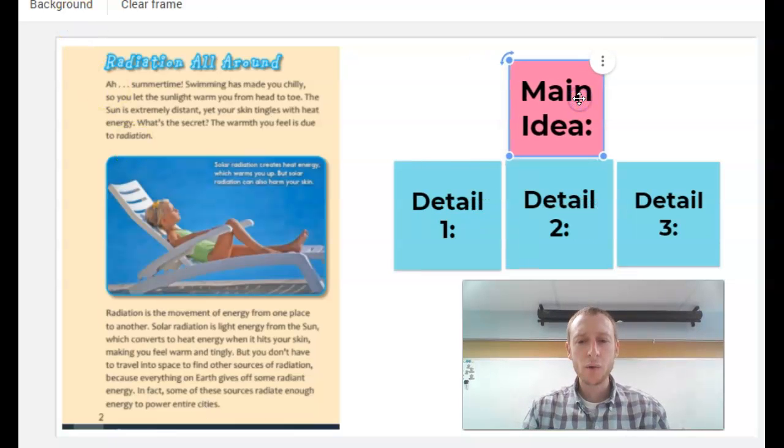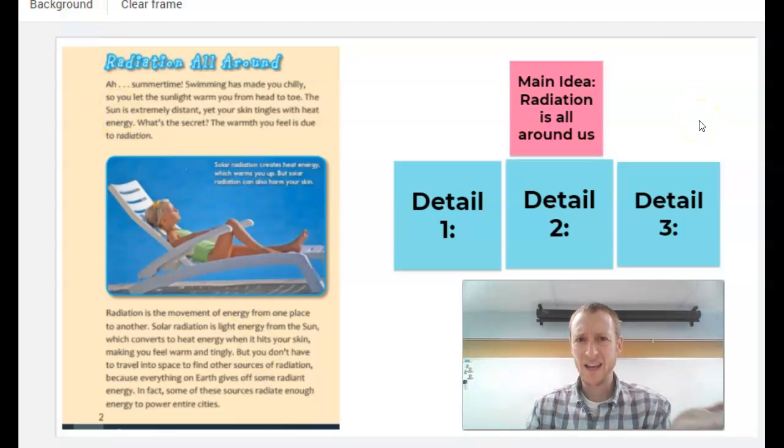In fact, some of these sources radiate enough energy to power entire cities. Okay, so what was this page mostly about? Well, the heading was radiation all around. They talked about how the warmth that we feel from the sun is due to radiation. They talked about how everything on Earth gives off radiation. So I guess we could say the main idea is that radiation is all around us.